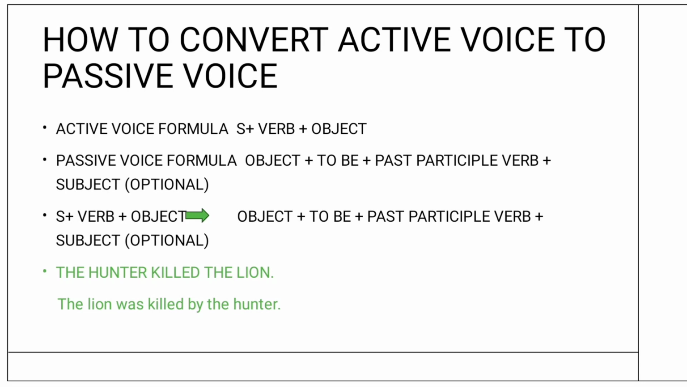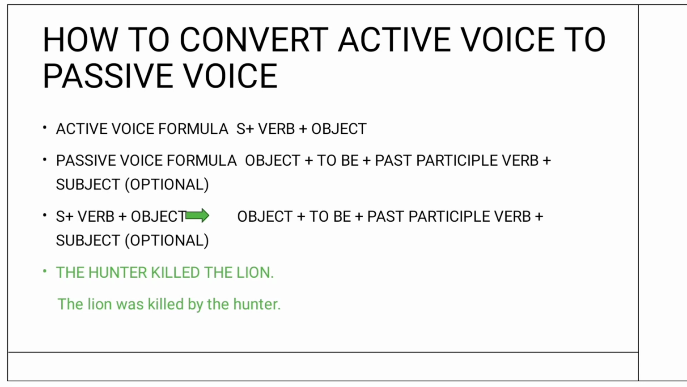So how did we write this? See, the lion, which is in the object place of the active voice, comes into the subject place. The lion. So here we are using was. Why? Because it happened in the past. Already killed, right? A past action. So that's why we are using was. You can ask me why we are not using were? Because the subject is singular. That's why we are using was.